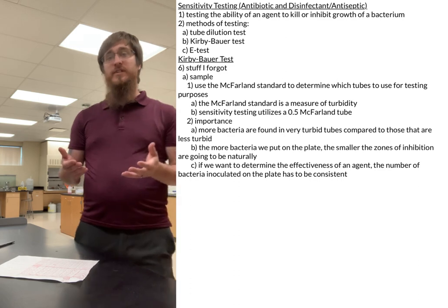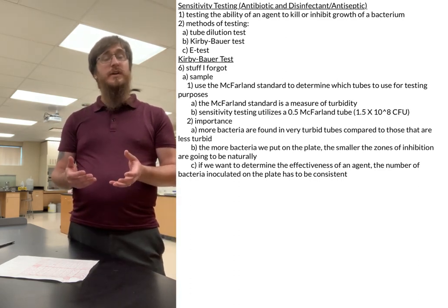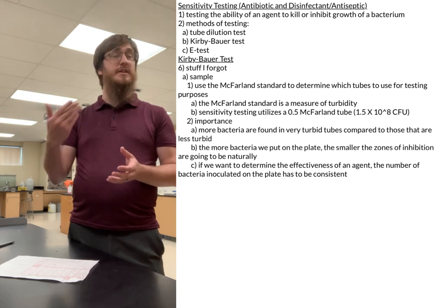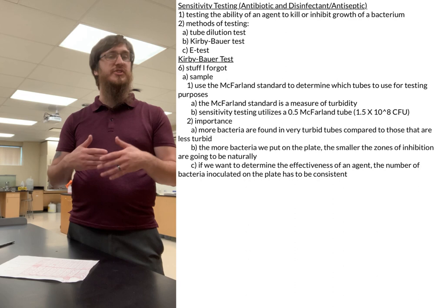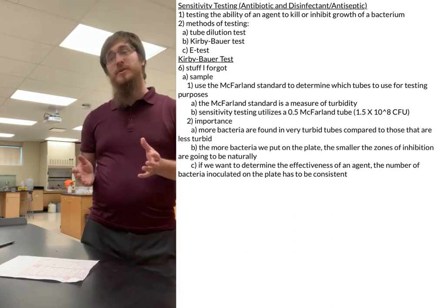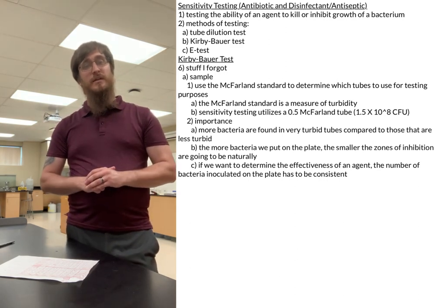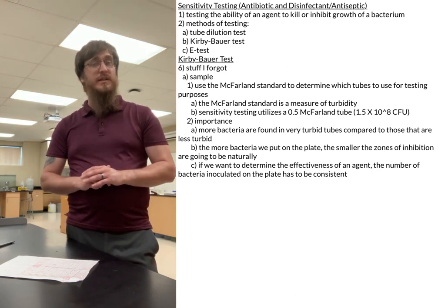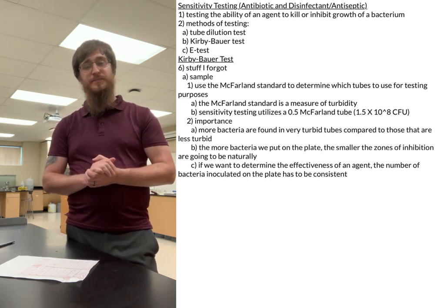So the 0.5 McFarland standard basically correlates to about 1.5 times 10 to the power of 8 colony forming units, or CFUs, per mL. So again, that's one thing that I forgot to mention. We have to keep this standard so that we're only testing the specific agent that we're testing, and we're not basically changing the amount of bacteria that we're putting on our plate.